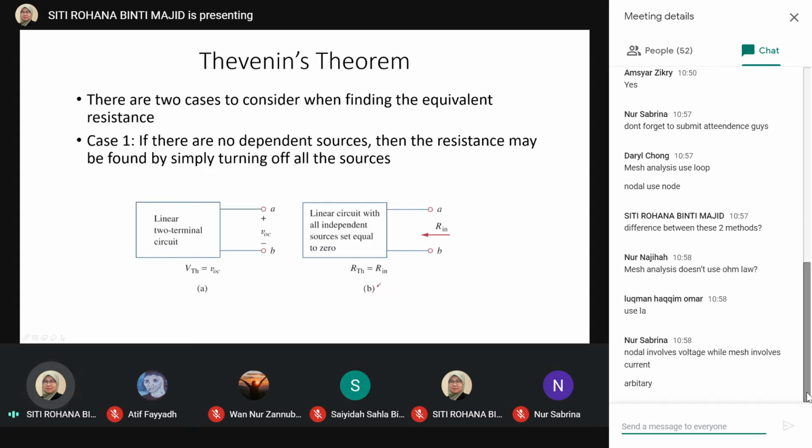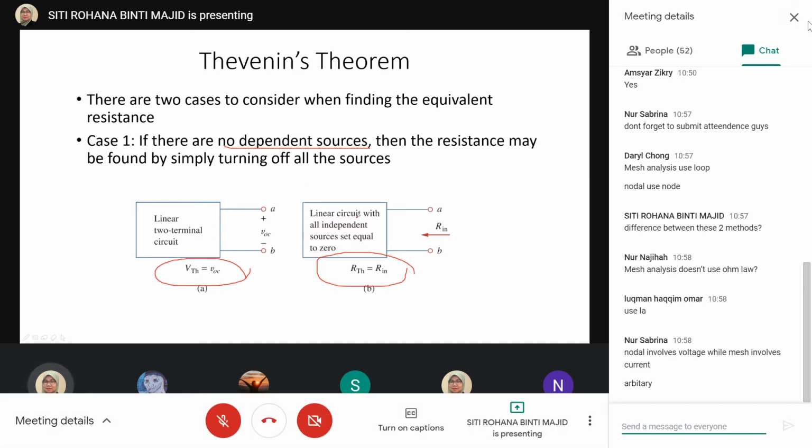There are two cases to consider for Thevenin's equivalent circuit or resistance, and we will go one by one. The first case is there is no independent source. There is no round-shaped symbol in the circuit. So we can directly get the resistance by removing any other sources, and then we will have VTH as the VOC and RTH as the total resistance present in the circuit.